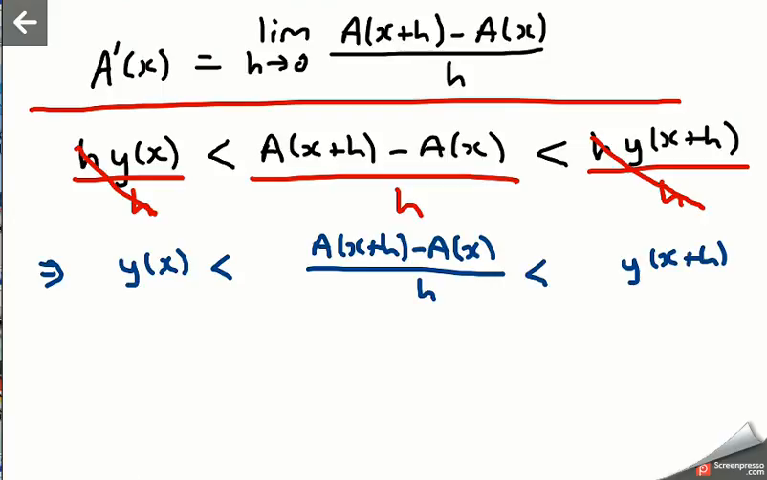What we're actually trying to calculate is the limit as h gets closer and closer to 0. What happens to this thing in the middle? What happens to A of x plus h minus A of x divided by h? Well, since this is true for all h bigger than 0, we can just let h get smaller and smaller for each of them. And now what happens?